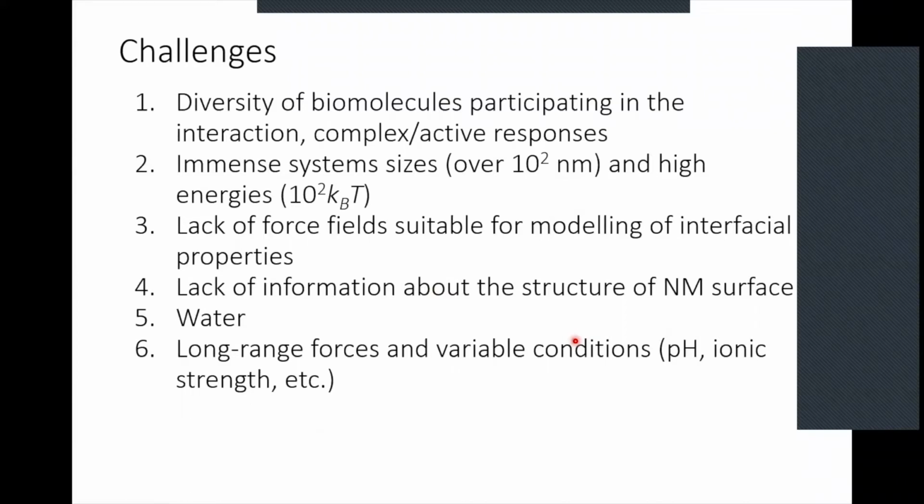What kind of crystal phase is exposed? Are there any defects on the surface? Is it rough or is it smooth? And it makes a lot of difference. So we need to make assumptions and get information either from simulation or from other reasoning.